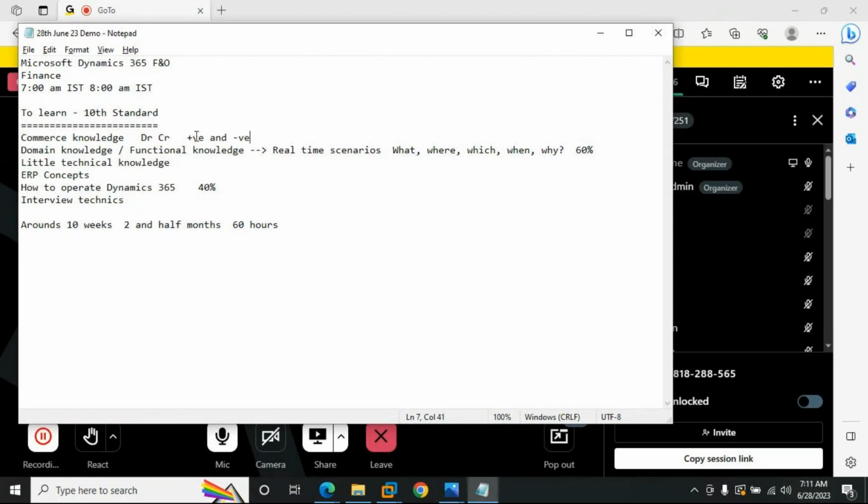Positive and negative. Suppose I'm telling you minus 2000 plus 500. If you combine, what happens? If you are confused, then you cannot learn finance. If you want to learn finance, you should know debit or credit, otherwise positive and negative. This is enough if you want to learn the Dynamics finance session.